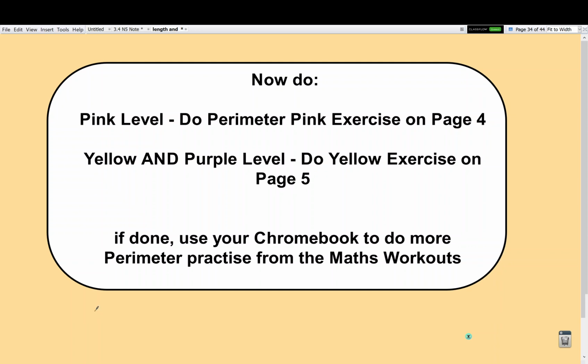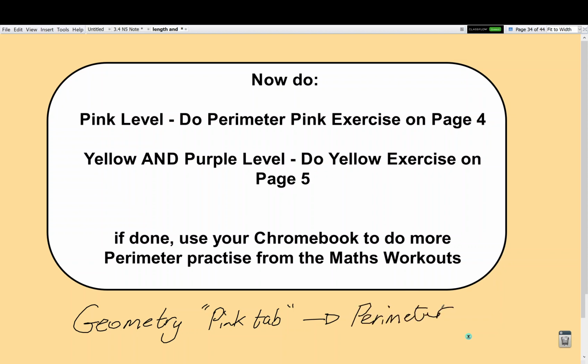And I just want you to go to the geometry, so I'll write it on here. It's the geometry and measure section. It's a kind of pink tab, and then it's the perimeter activities. So I think the perimeter is the 12th section, and it's a couple of the perimeter activities. I just want you to work through some of those, just a wee bit extra practice, okay?